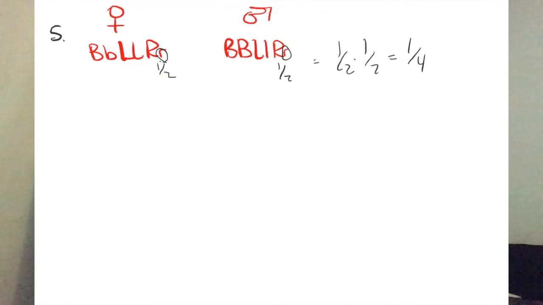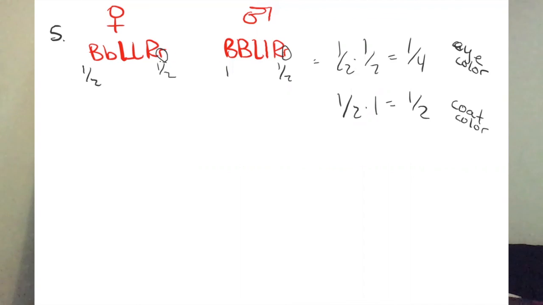What are the odds of having a white long-haired offspring? White is going to be capital B. So there's a 1/2 chance here and a 100% or 1 chance here. In that case, it's going to be 1/2 times 1, 1/2. So let's do this for eye, coat, color. And then it's asking for long-haired. There's a 100% chance that the female will, but only 1/2 that the male will.